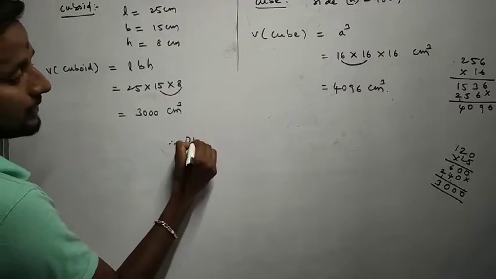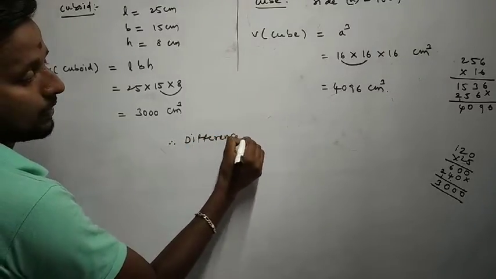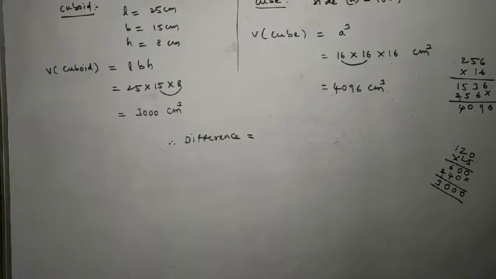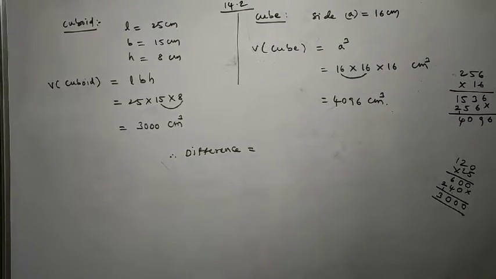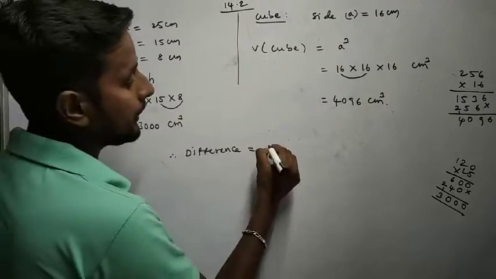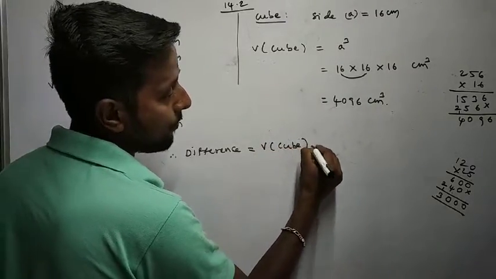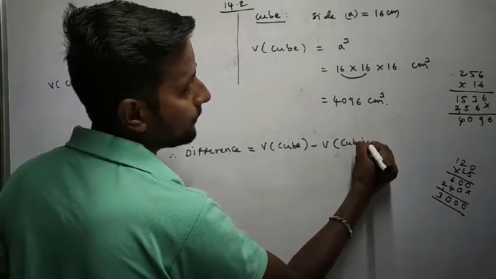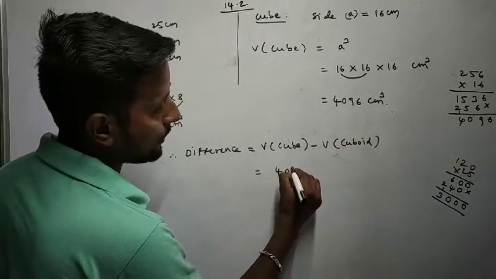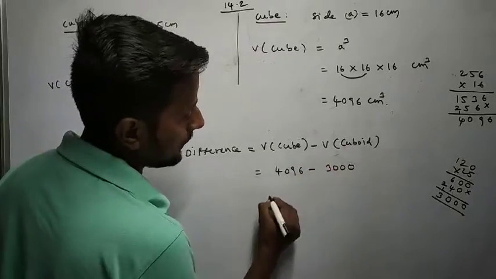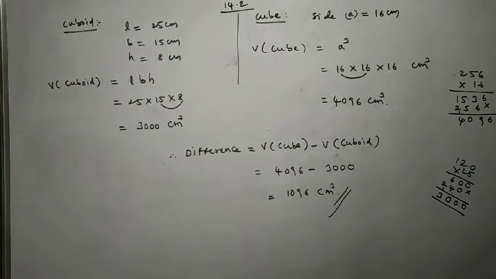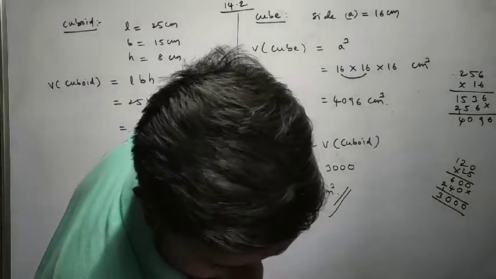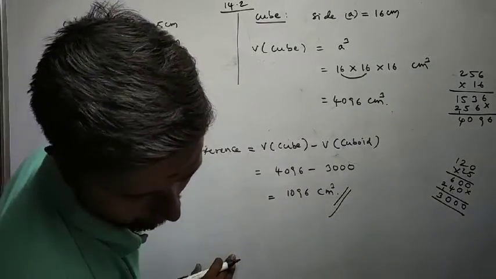So therefore the difference, if you compare now, what happened? The cube volume is more than the cuboid. Am I right? So the difference is equal to, I'll write, volume of a cube minus volume of a cuboid, is equal to 4096 minus 3000. That's nothing but 1096 centimeter cube. That's problem number 6, beta, right?